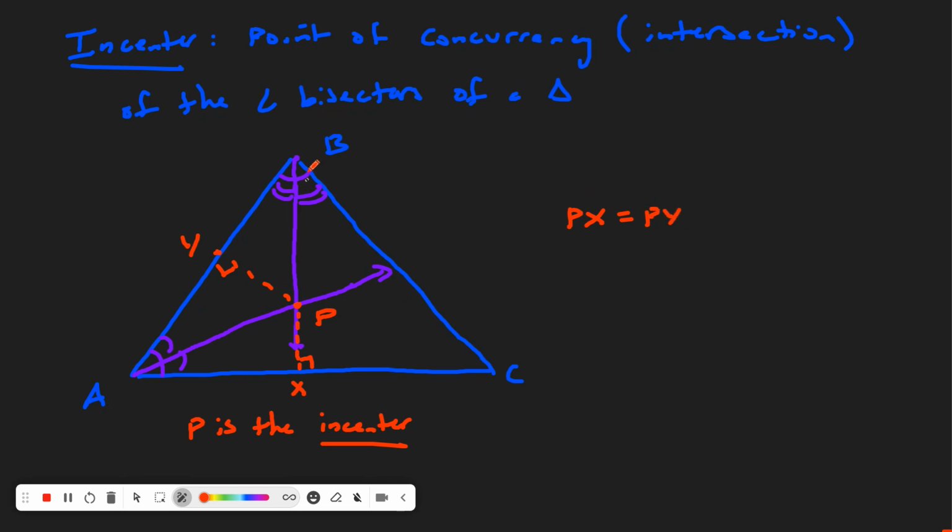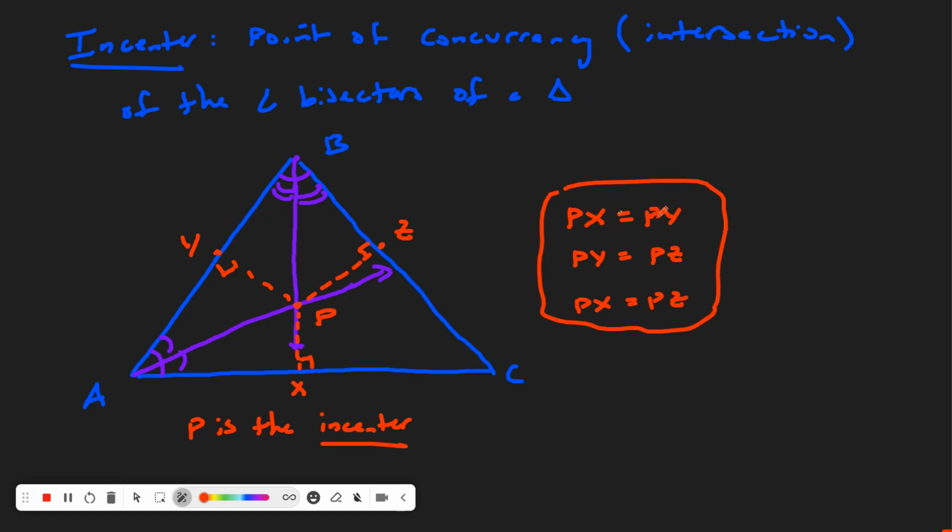Now, if we do the same thing for P and angle B, P to Y is that distance from this side of B. If we go over here, there's my right angle. Let's call this point Z. Now, these two should be the same, so P to Y should be the same as P to Z. And since they're both equal to P to Y, P to X should also be equal to P to Z. And now these will act as the radii of the inscribed circle.